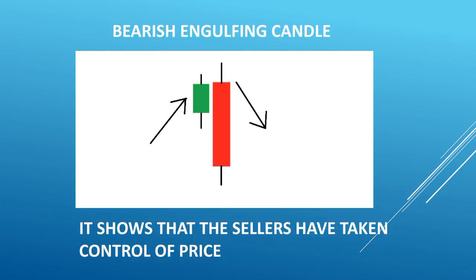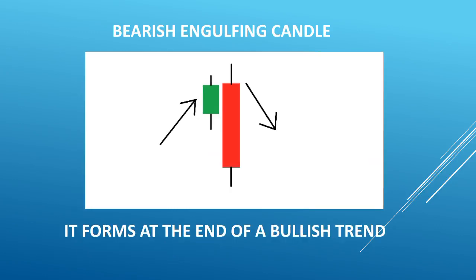It shows that the sellers have taken control of price. The sellers are in charge of price. The bearish engulfing candle forms at the end of a bullish trend.